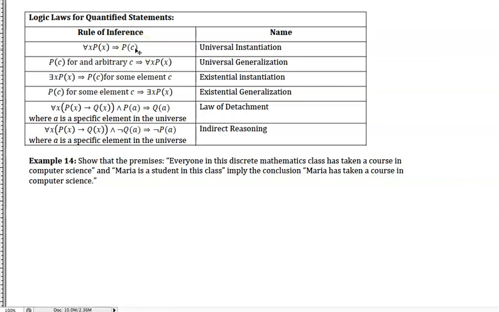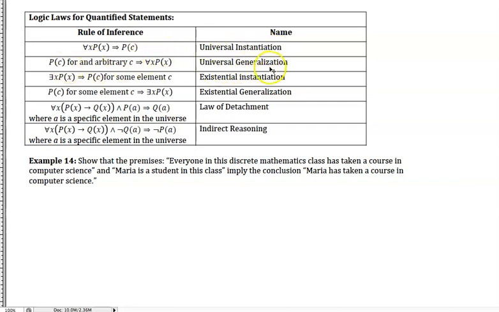C is one of the x's, so it's going to be true for every element in the universe. Okay, so c is like a specific element, but for all x, P of x is true means P is going to be true for every single element. So that's called universal instantiation.